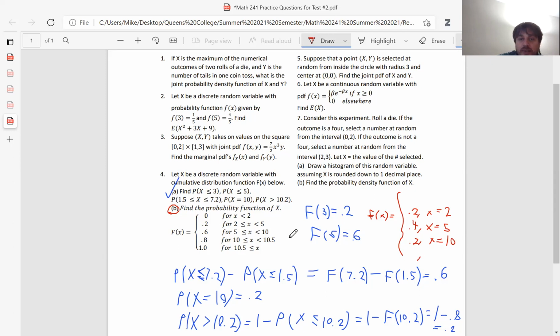And then when x is 10.5, there's another jump from 0.8 to 1. And so the jump is 1 minus 0.8, which is 0.2. So it's 0.2 when x equals 10.5. And sometimes you would just write it like this, and you would say, okay, it's understood, it's 0 everywhere else. Or you could write 0 everywhere else.